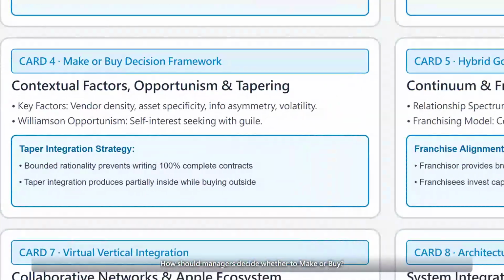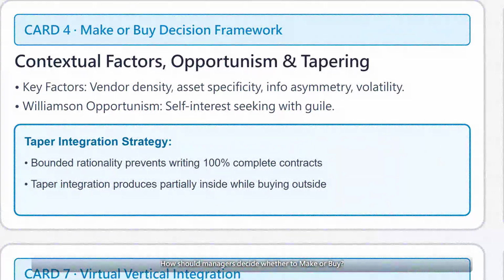How should managers decide whether to make or buy? The choice depends on key contextual factors: low vendor density, high asset specificity, severe information asymmetry, and high environmental uncertainty favor vertical integration. Oliver Williamson defined opportunism as self-interest seeking with guile. Because bounded rationality prevents writing complete contracts, firms must safeguard against opportunistic bargaining. One powerful hybrid approach is taper integration, where a firm produces a portion of its requirements internally while purchasing the rest from external suppliers to maintain internal capabilities and market competitive pressure.